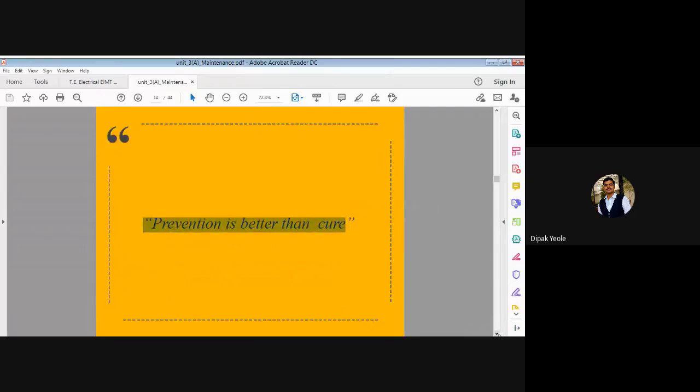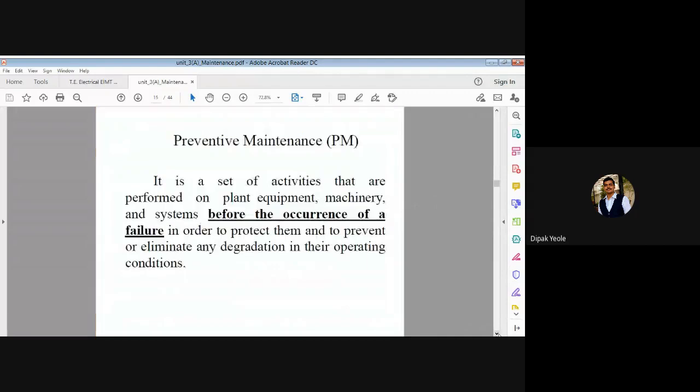The objective of preventive maintenance, which is abbreviated as PM. Inside the industry, believe me, they are not using the full forms, they are using the short forms. If, being an electrical engineer, you cannot understand PM as preventive maintenance, then your boss will definitely blame you. So you have to remember this short form also. Preventive maintenance is related to PM.